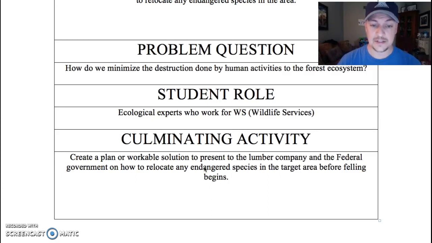They get to be ecological experts who work with WS, otherwise known as Wildlife Services. And their culminating activity, or the product they're going to produce at the end of the unit, they're going to have to come up with a plan or workable solution to present to the lumber company and the federal government on how to relocate any endangered species in the target area before the felling begins.